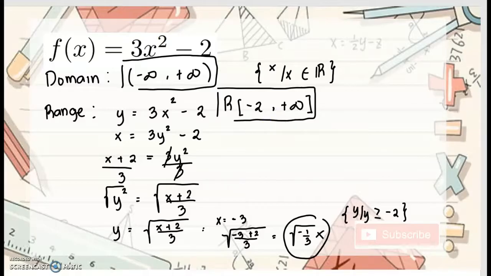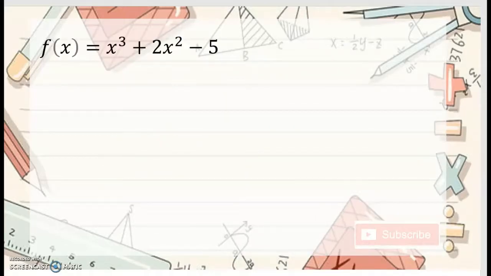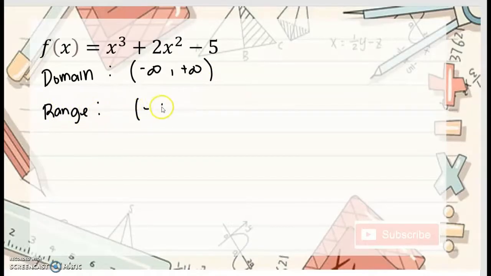Let us now have your next example, example number 3. In here we have f of x is equal to x cubed plus 2x squared minus 5. Don't be afraid that you have higher degrees here. Always remember that if you have the highest degree as an odd number, your domain and range would be like this one. Your domain would be any real numbers, so from negative infinity to positive infinity only. Same goes for your range. It's from negative infinity to positive infinity.